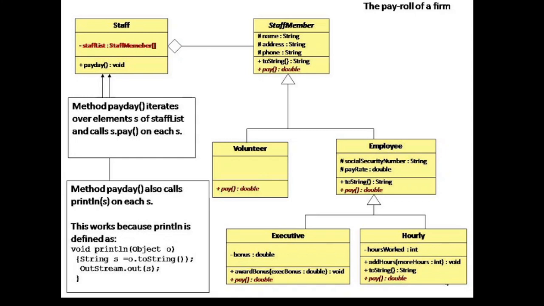This works because println is defined as void println(Object o), and String s = o.toString, then the output stream writes s. So it takes an object, and since the string can be cast to object, and object can be cast to toString, this string is passed as an argument to the out function of the output stream class object.